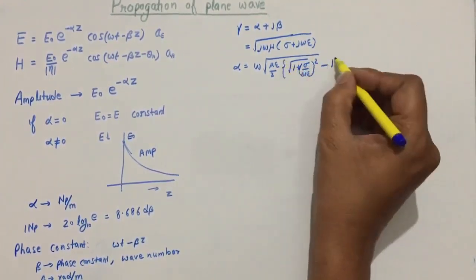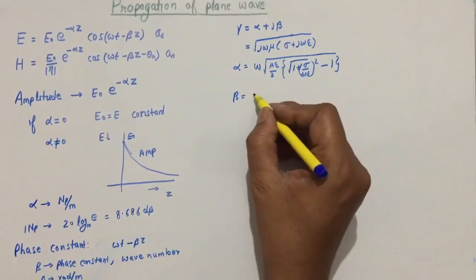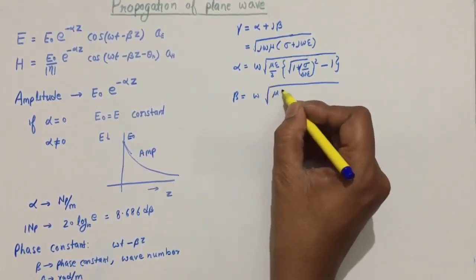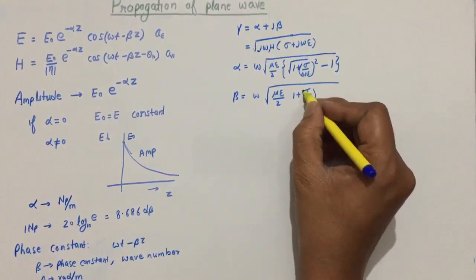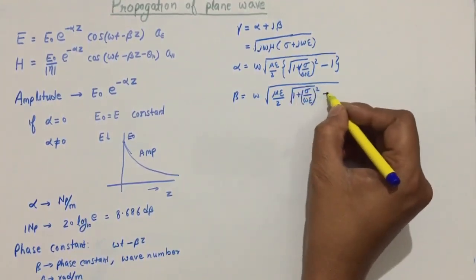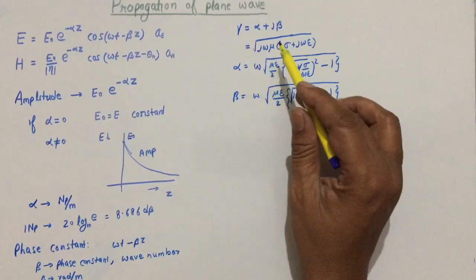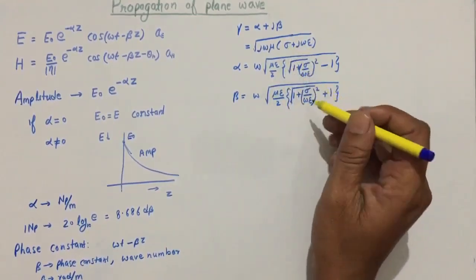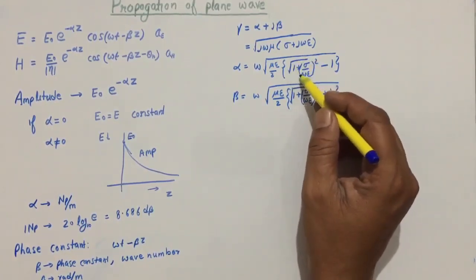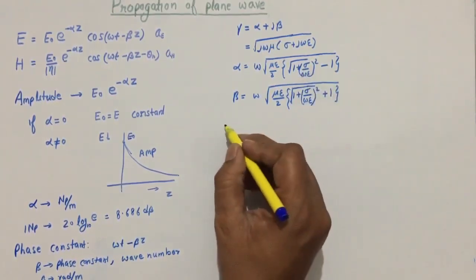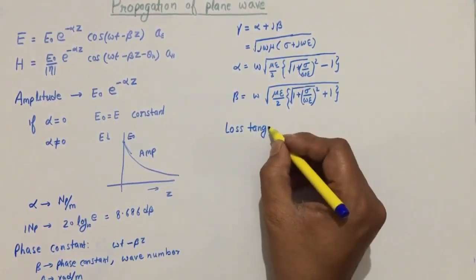This is alpha, and in case of beta, we just have to replace the minus with a plus sign, that is omega times the square root of mu epsilon divided by 2 into the square root of 1 plus sigma divided by omega epsilon squared, plus 1. So we have alpha and beta from here. Now it is required to simplify this, and for simplifying this factor, a new term is defined, that is loss tangent. That is an important one, loss tangent.